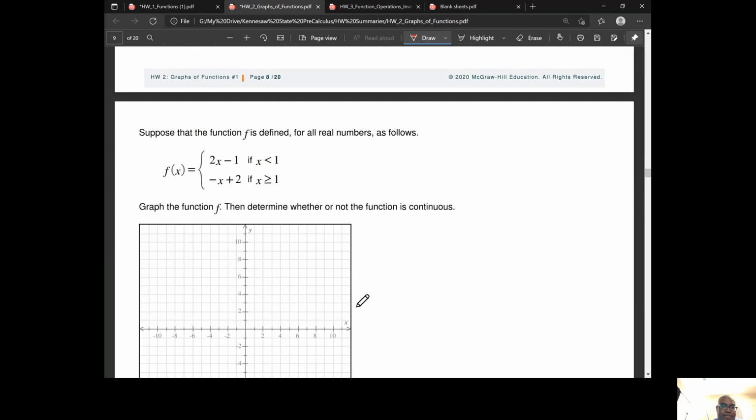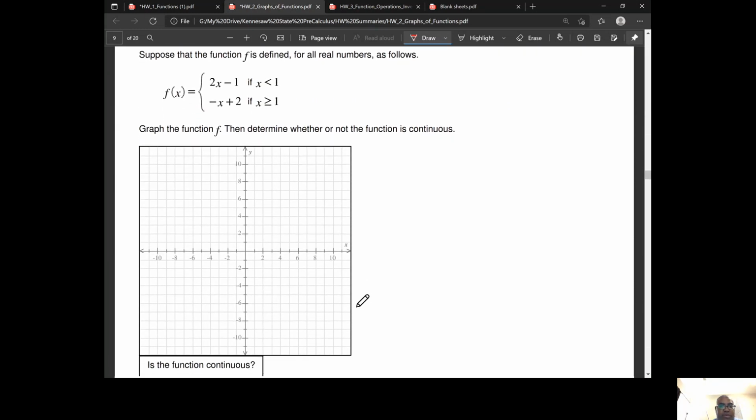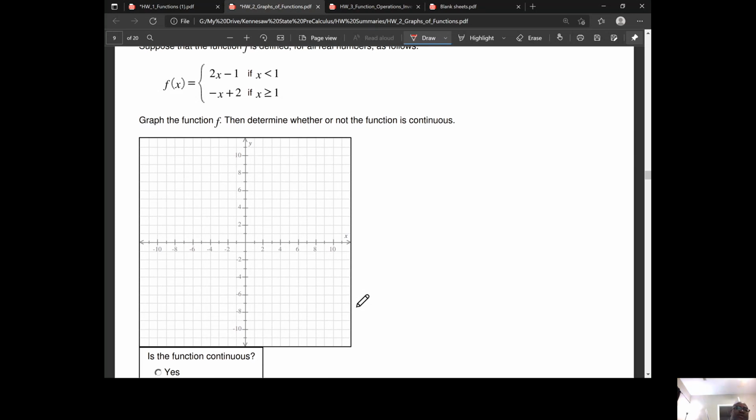15. Suppose that the function is defined for all real numbers. Graph the function and determine whether or not the function is continuous. We're just having big fun today. So let's do it. At x equal 1, it's -x plus 2, so 1 plus 2. It's not a vertex, but it kind of is. Okay. So 2x minus 1 for the first one.